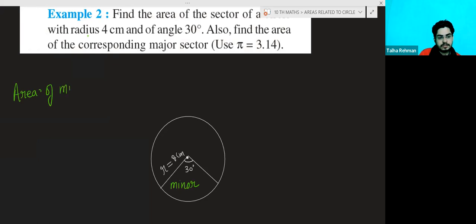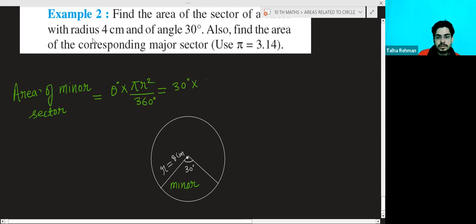Area of minor sector is equal to what was the formula? Theta degree multiplied by pi r square divided by 360°. So theta is 30° multiplied by pi. We will use pi is equal to 3.14, as given in the question.